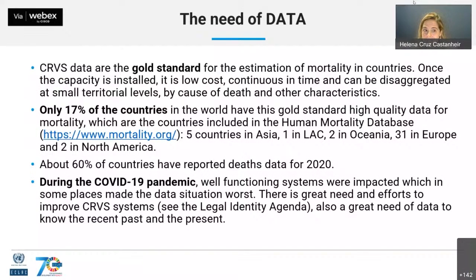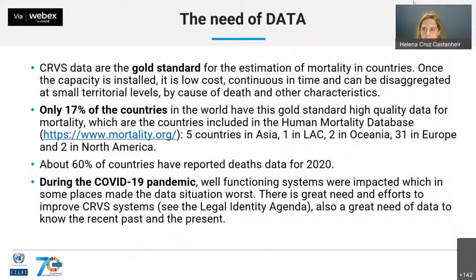We have no doubt CRVS data are the gold standard for the estimation of mortality in countries. Once the capacity to get these data is installed, it is low cost, continuous in time, and can be disaggregated at small territorial levels by cause of death and other characteristics. So it's really having a continuous database at the subnational level, informing us. In some countries, it informs weekly, with 1 week delay only, about these deaths. However, this gold standard is really very good.